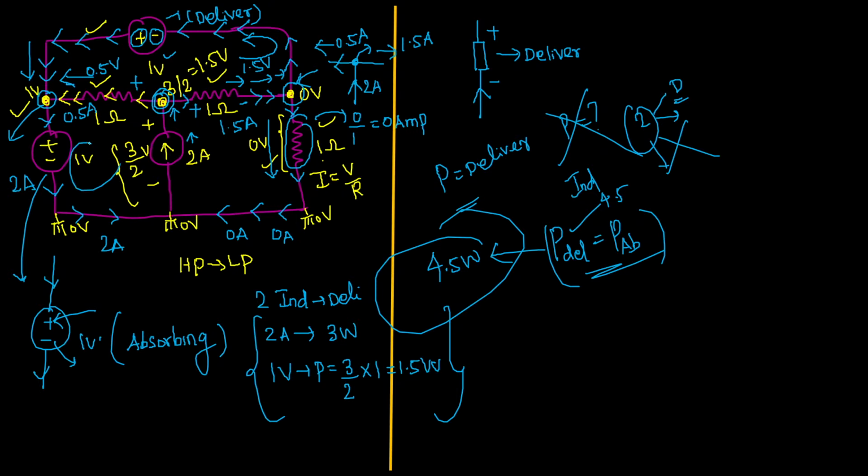The 1 voltage source absorbs power and the 2 1 ohm resistors are absorbing power. If you identify all the absorbed powers and sum them up, the total will become equal to 4.5 watt. Okay, I hope you got a very clear idea about this question.